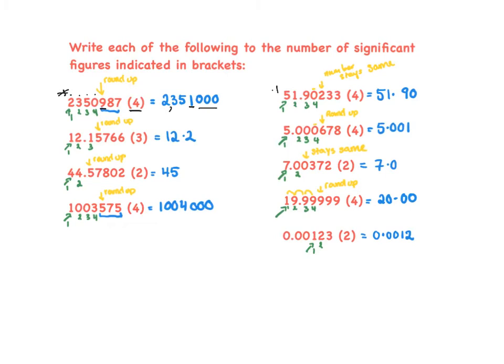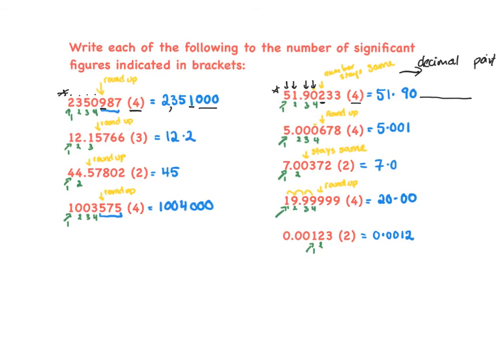Okay, if we look at this one, they want 4 significant figures, sorry. So we go 1, 2, 3, 4. Now, do I need to round up? No. So I've written 51.90. Now, putting zeros here won't change the value, will it? No. So we don't need to do those anymore. We don't have to put a trailing 0. See how it's on this side of the decimal point? That's what I'm talking about.